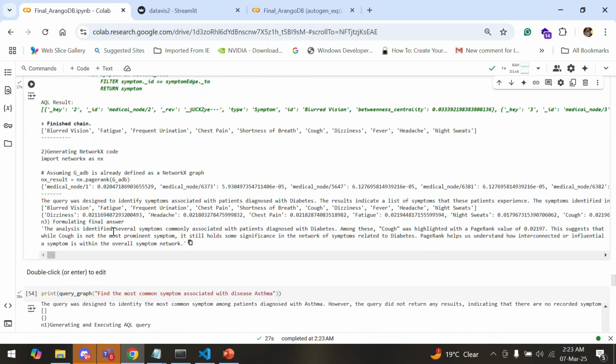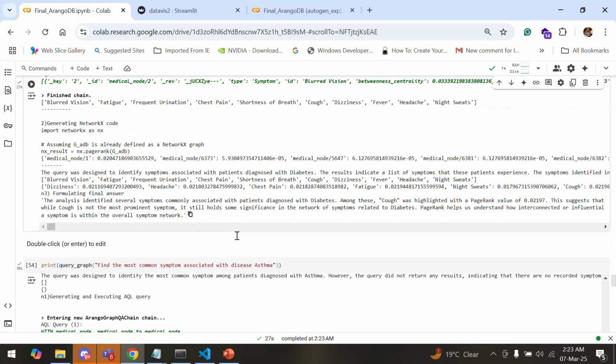Finally, the analysis identified several symptoms commonly associated with patients diagnosed with diabetes. Cough was highlighted with the PageRank value of this. This suggests that while cough is not the most prominent symptom, it still holds information.